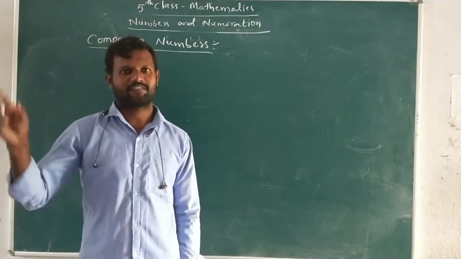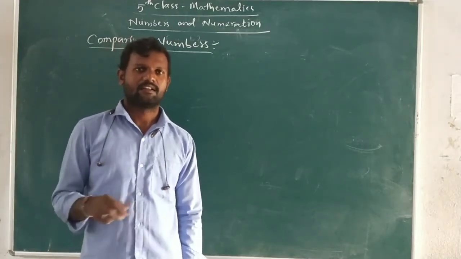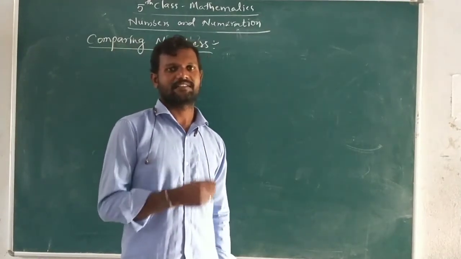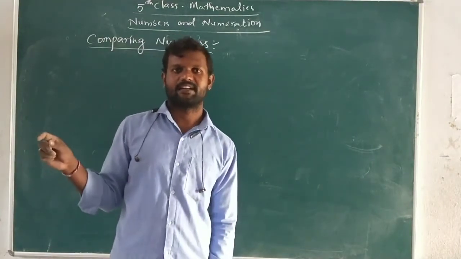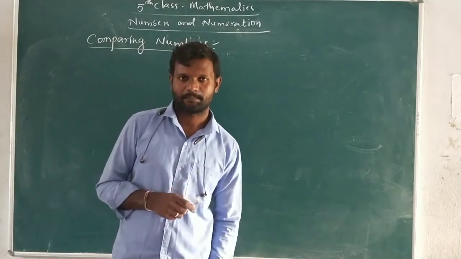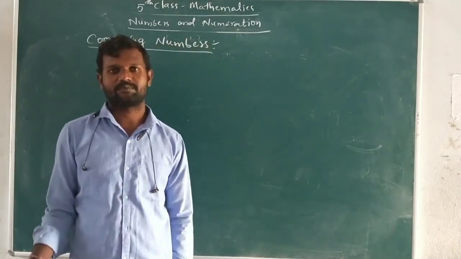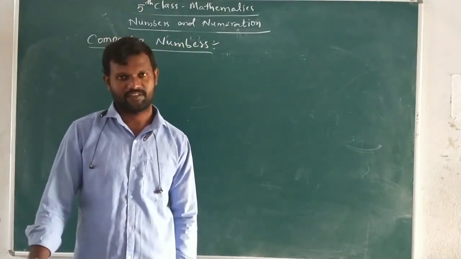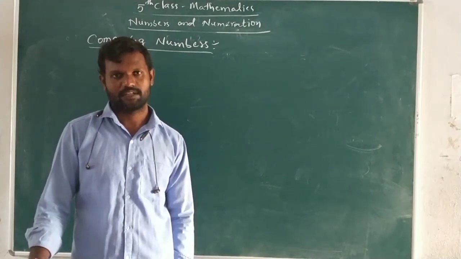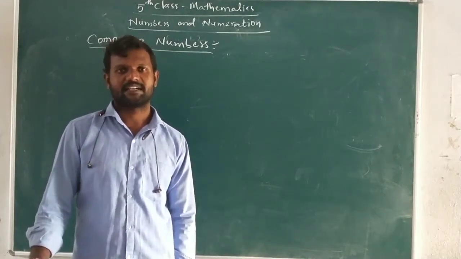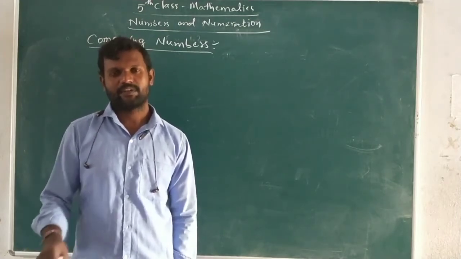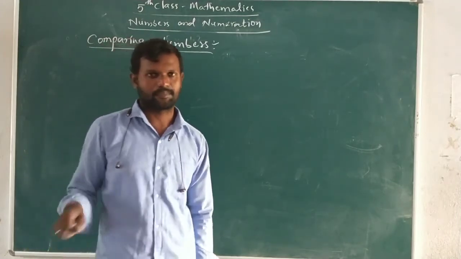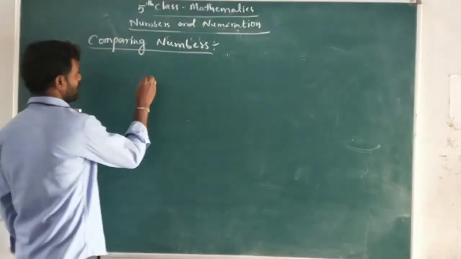If 4 or 5 numbers are given, then we have to identify the largest number and the smallest number and write them in ascending order or descending order. These kinds of problems come under comparing of numbers. So which number is greater and which number is smaller, we have to identify. How can we identify? For example, two numbers are given here.